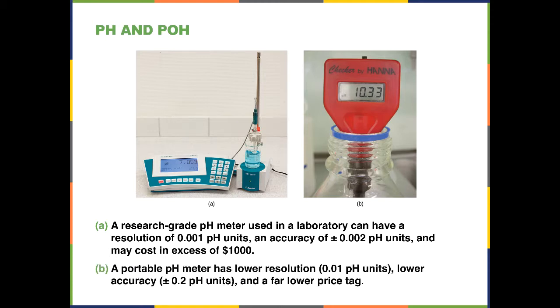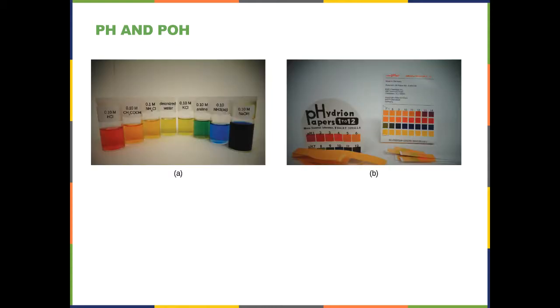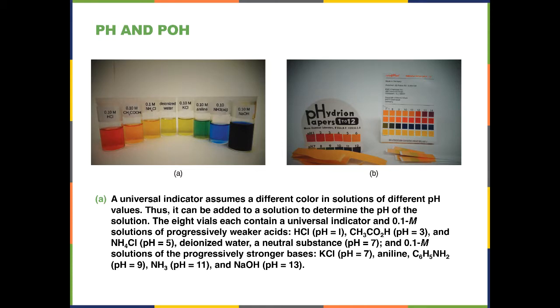Now other units are more portable and they have less accuracy, but they're far cheaper. There's actually paper that is used. Here's a couple of examples of indicators that are used. On the left here you have an indicator that assumes a different color depending on the pH. And so it can be added to a solution, and then the color can be looked at and can tell you with some degree of accuracy.